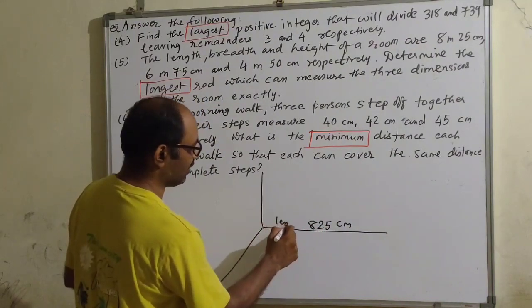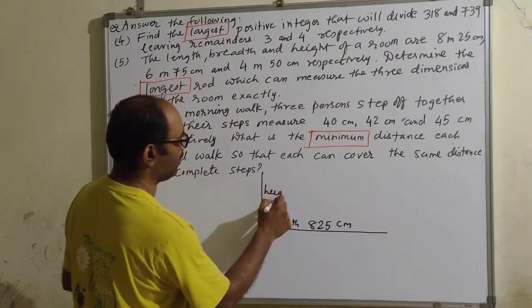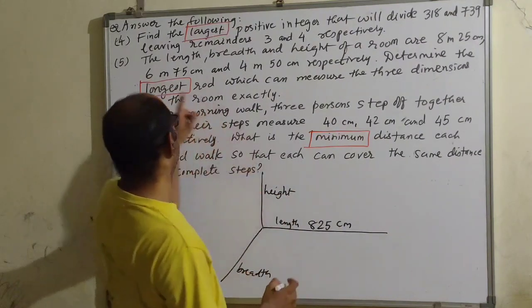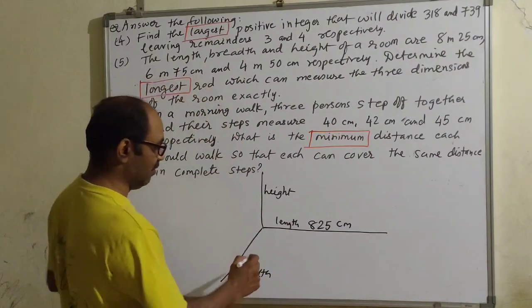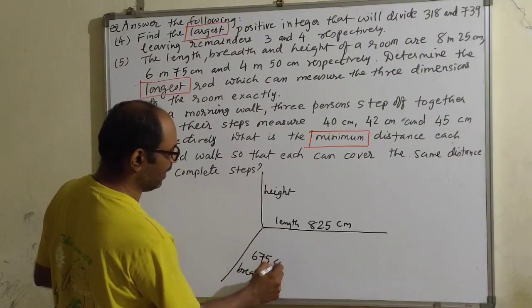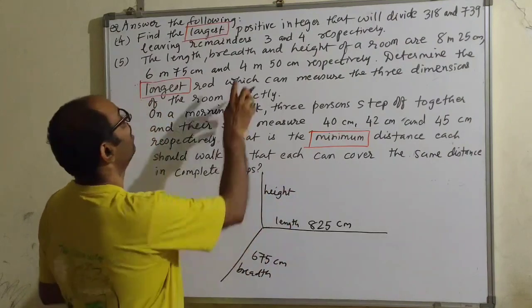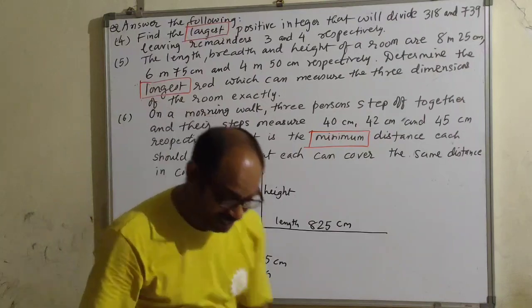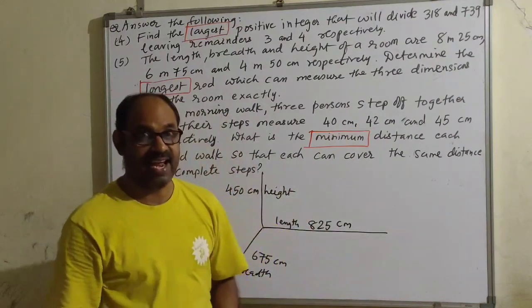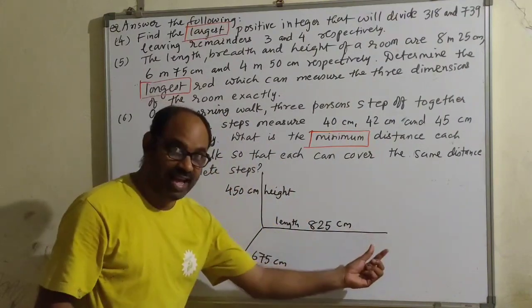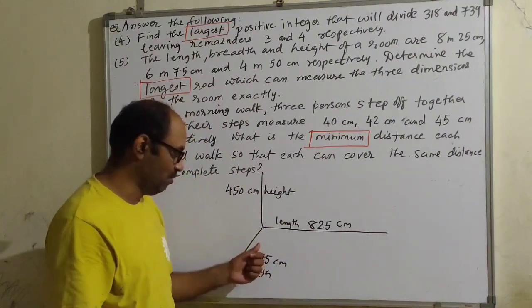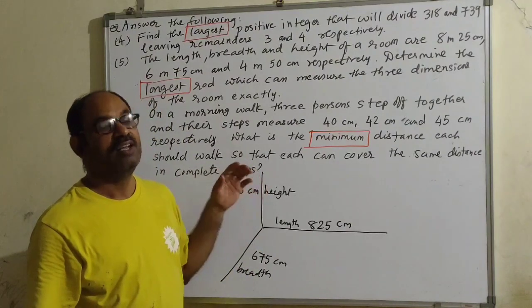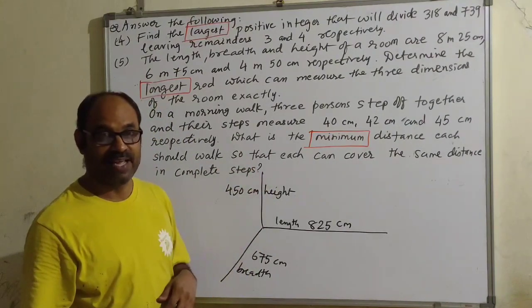This is length. Now this is height, and this one is breadth. How much is the breadth? 6 meter 75 centimeter, so 675 centimeter. And what is the height? 4 meter 50 centimeter, so 450 centimeter. Please try to understand. I'm going to measure the length, which is the first dimension of the room, breadth, second dimension, and height, third dimension. So every room has 3 dimensions: length, breadth, and height.